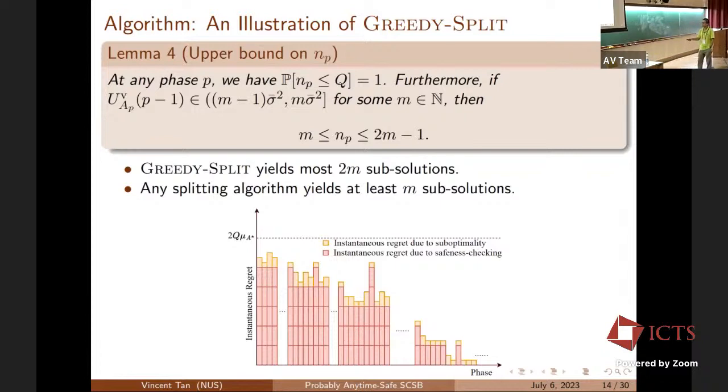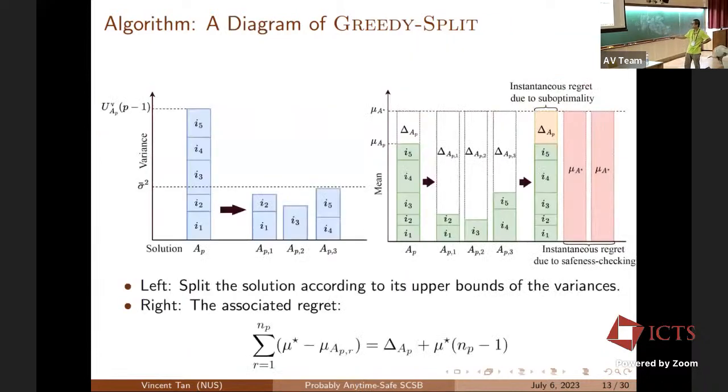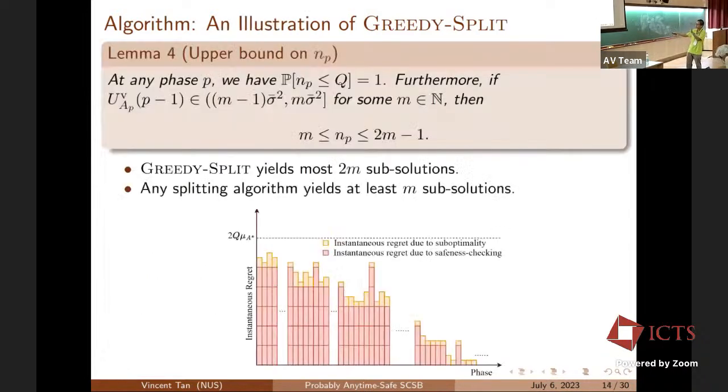At the very beginning, we have a lot of subsets, and we are very uncertain about the safeness or safety of each of the subsets. So we incur a lot of red regret. The red regret is the instantaneous regret due to safeness checking. And the red regret is always a factor of this mu star, so they are always of a constant length.